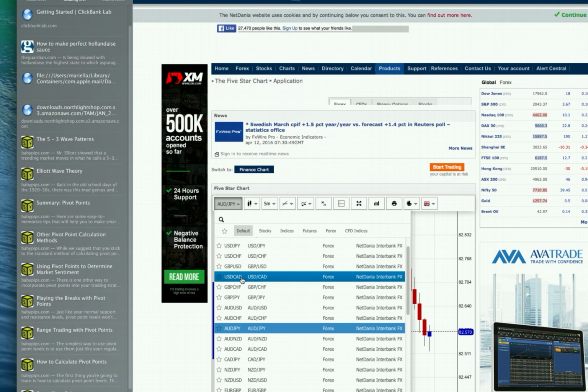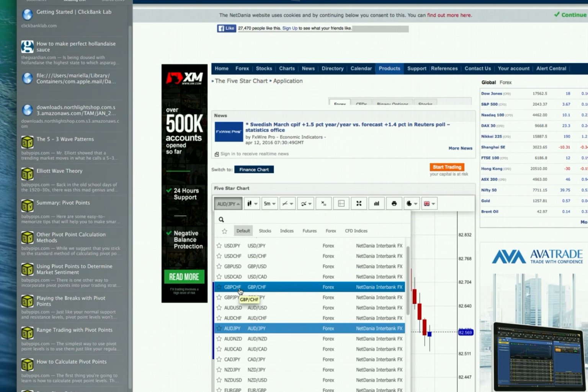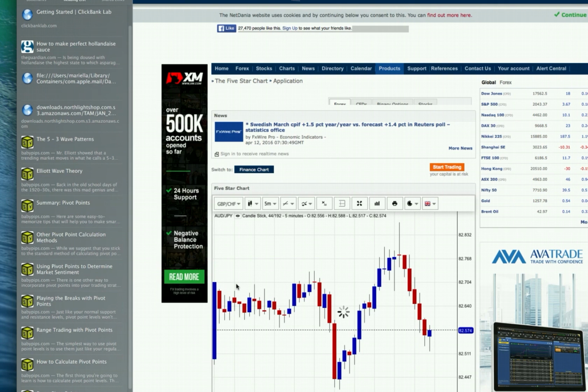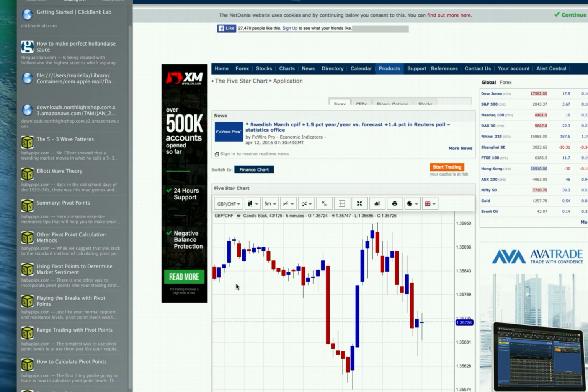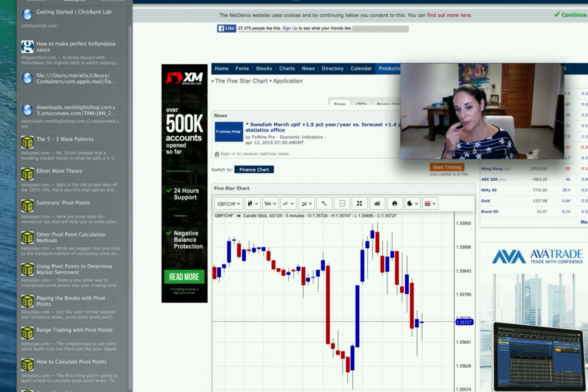So anything with sterling, we have sterling and Swiss franc here. Let's see if we start seeing an uptrend. So far, we still have a downtrend. So people have not started picking up on the news which is coming up in the next half an hour.